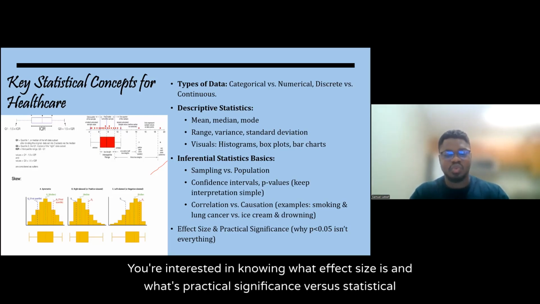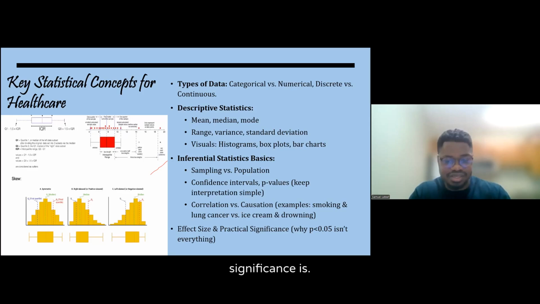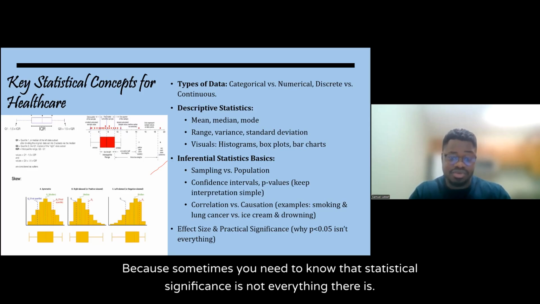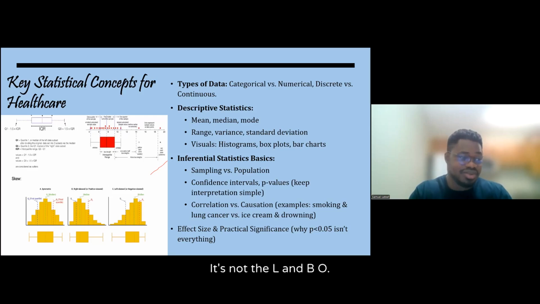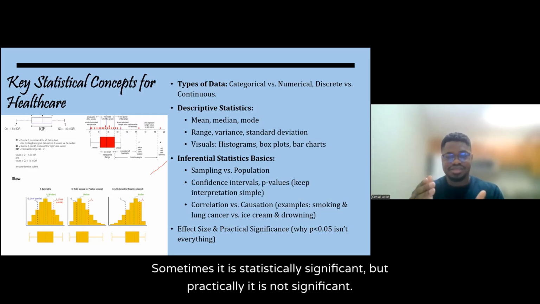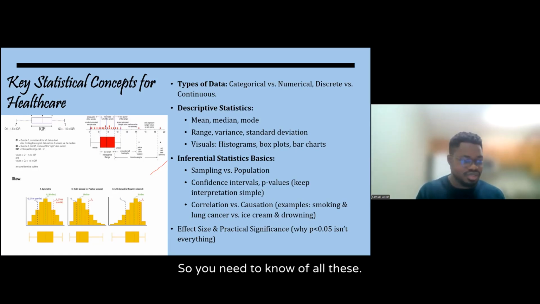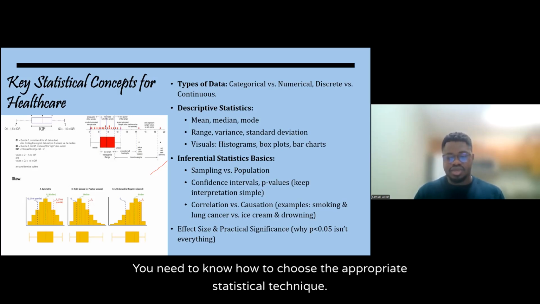You're interested in knowing what effect size is and what practical significance versus statistical significance is. Because sometimes you need to know that statistical significance is not everything there is. It's not the be-all and end-all. Sometimes it is statistically significant, but practically it is not significant. So you need to know all this. That is where context matters. You need to know how to choose the appropriate statistical technique.